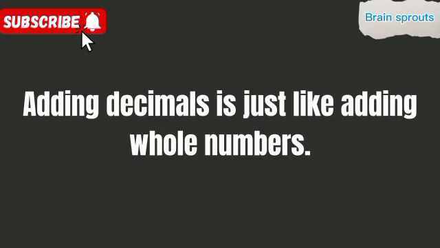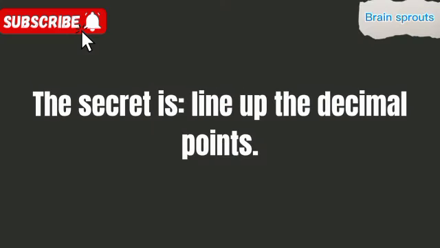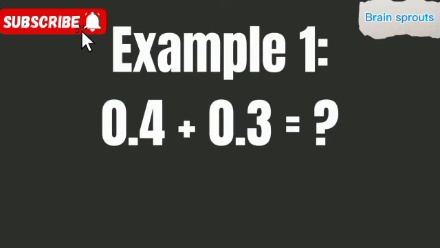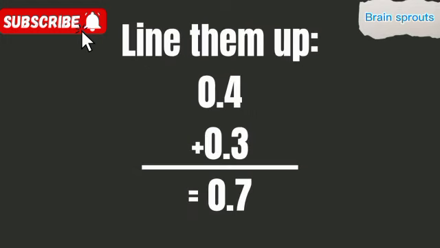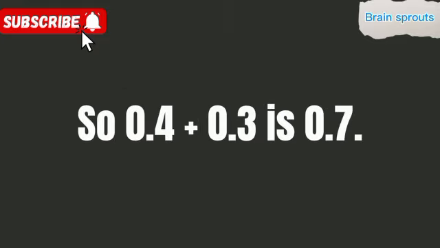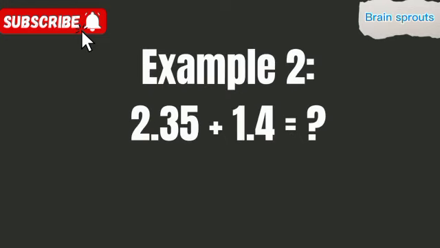Adding decimals is just like adding whole numbers. The secret is, line up the decimal points. Example 1. 0.4 plus 0.3 equals. Line them up. 0.4 plus 0.3 equals 0.7. So 0.4 plus 0.3 is 0.7.